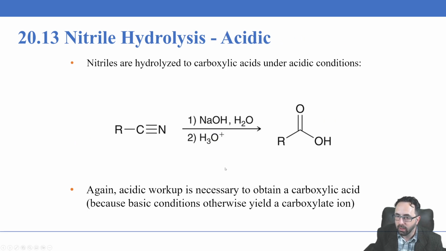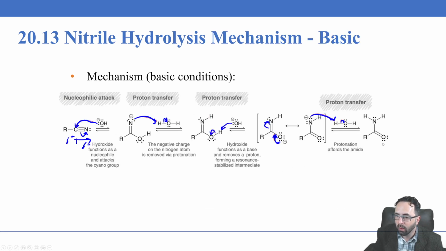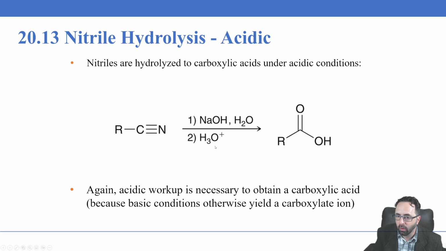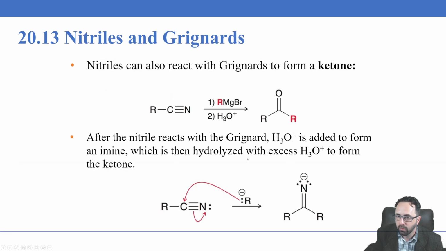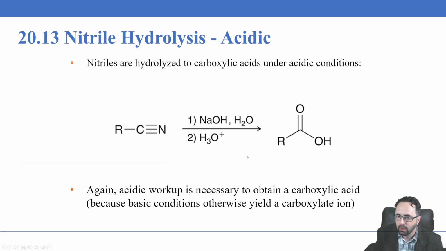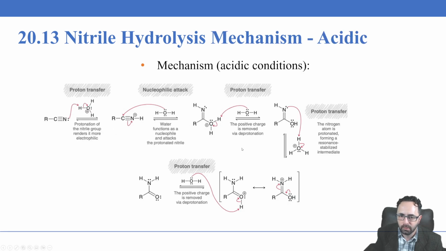And so the reaction here looks as so. Notice finally, we can follow up with treatment with an acid to hydrolyze the amide and ultimately get us the carboxylic acid. Otherwise, the basic conditions would give us a deprotonated carboxylate ion.